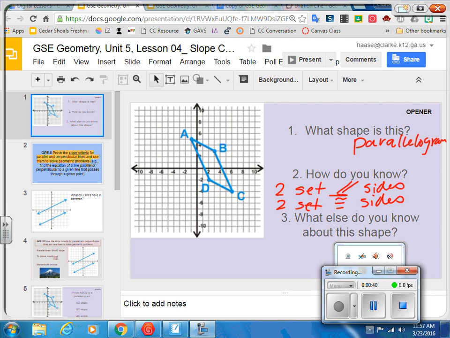Good. Now, did we do the distance formula and actually calculate these side lengths? In order to definitely say that, we would need to do that, but that's not the point of the lesson today. Just keep in the back of your mind, if you're going to make this statement, you're going to have to back it up with the distance formula. Good thinking. What else do we know about this?